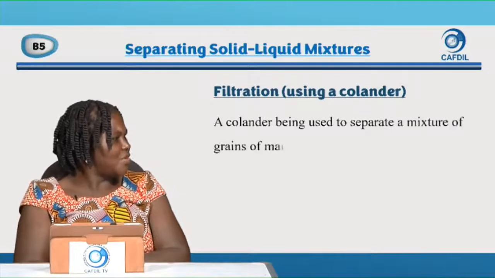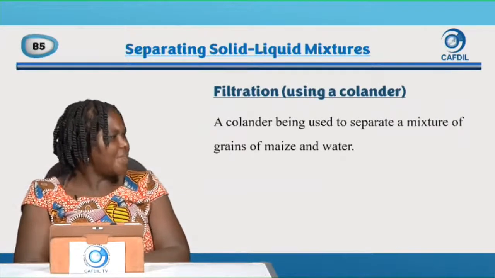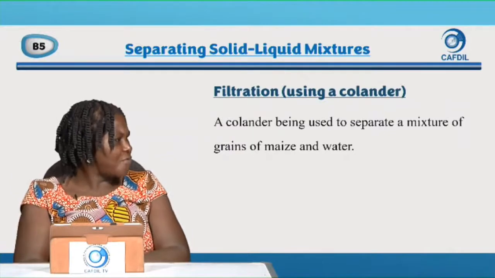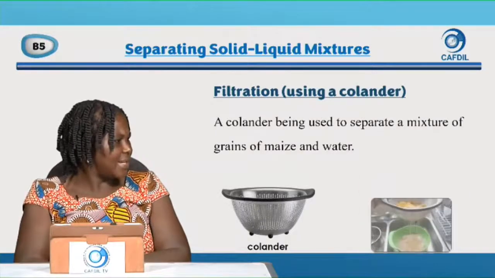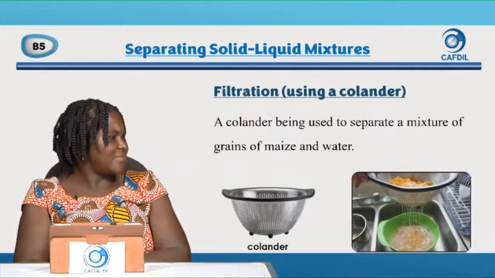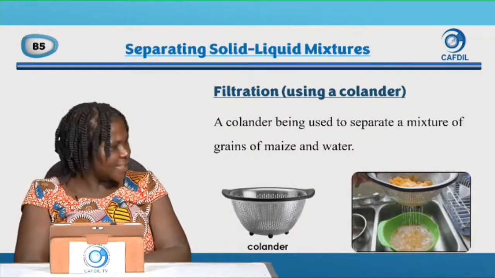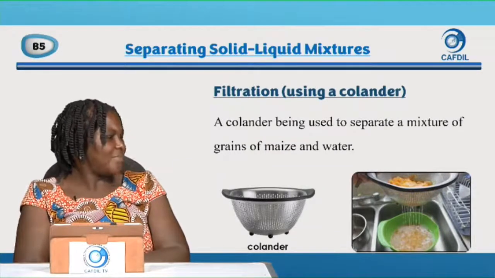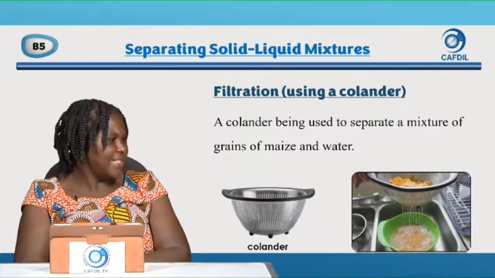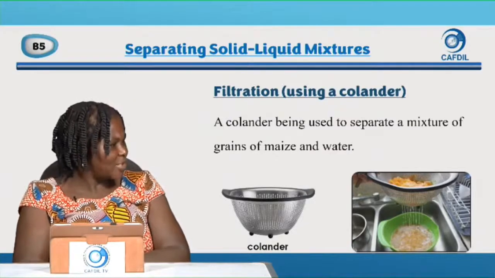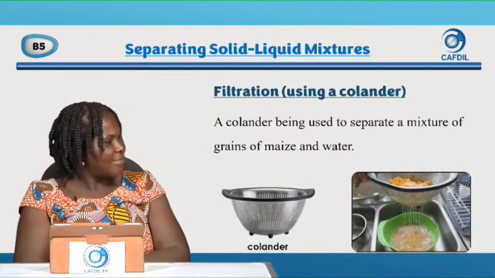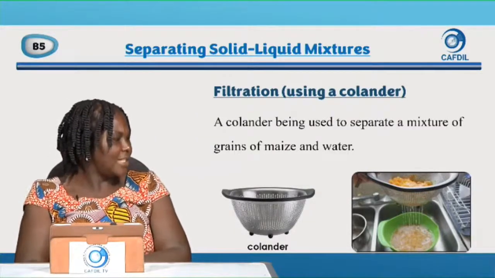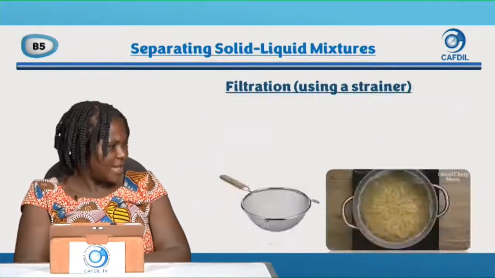Now, filtration using a colander. A colander being used to separate a mixture of grains of maize and water. This is the colander, and when we put our mixture in it, we get our water and the maize back. So this is how we do it. Let's look on our screen. This is our colander and the mixture. We pour it in, and we get our maize and the water.